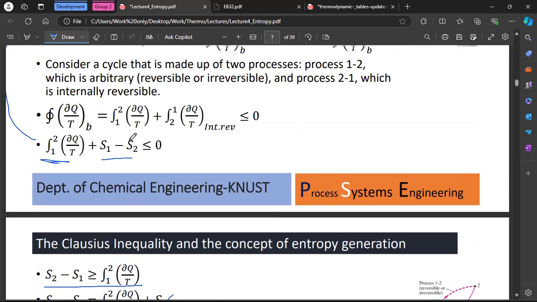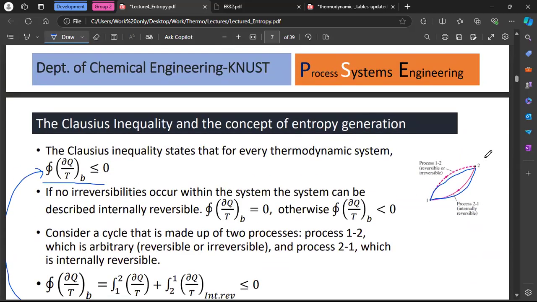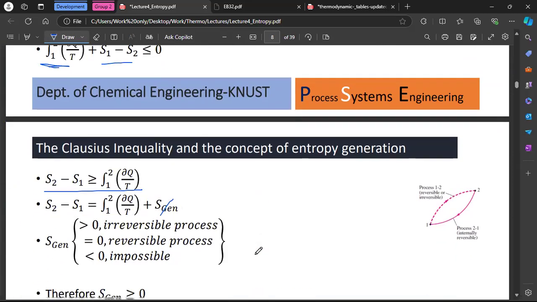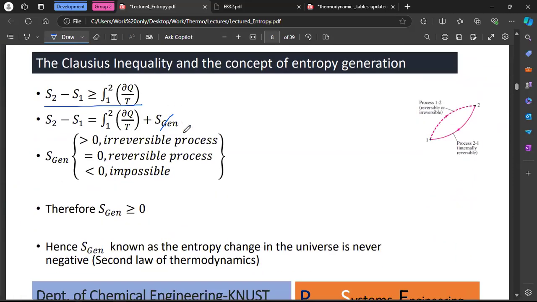Is that okay? So remember we said when we are moving from point 1 to point 2, we are assuming that it can be either reversible or irreversible. The way we can determine that is by the value we get for S generated. If S generated, that's the entropy generated in the universe, is greater than 0, then we have an irreversible process. If S generated is equal to 0, then we have a reversible process.